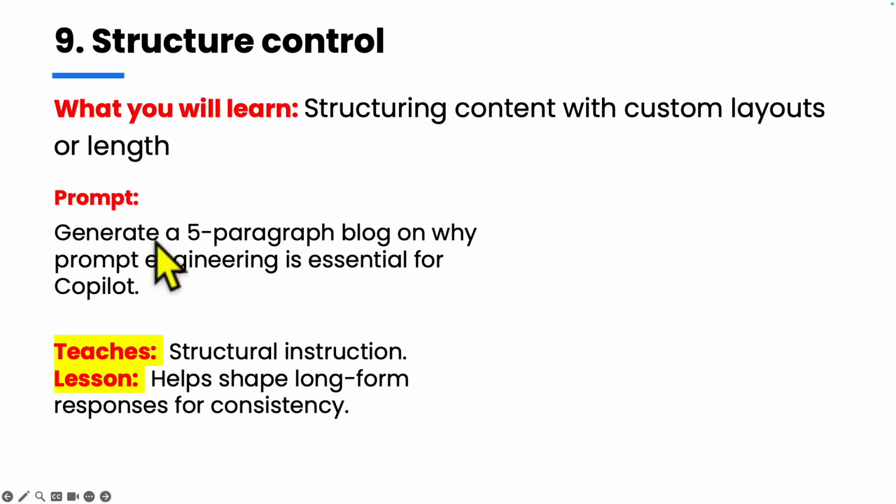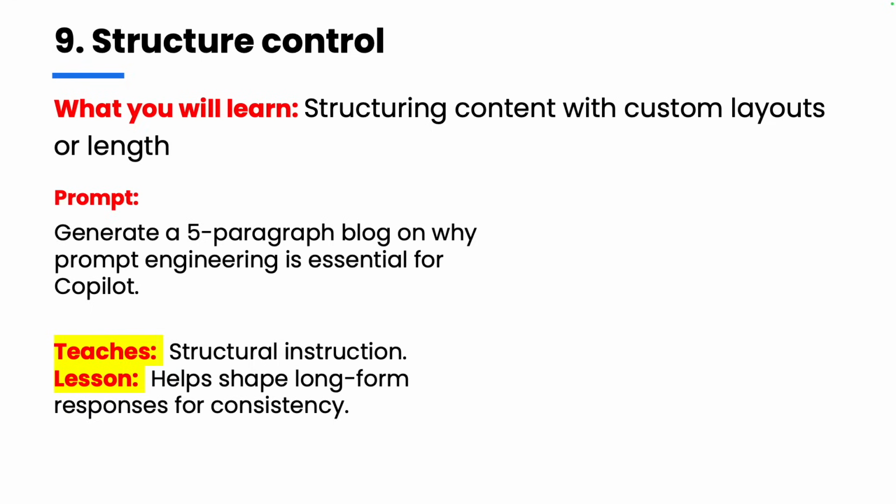So the prompt we are going to test is: generate a 5-paragraph blog on why prompt engineering is essential for Copilot. Here we are telling it how you want to structure the output. You want a paragraph-based structure, and you're adding a constraint by saying you want only a 5-paragraph blog post.